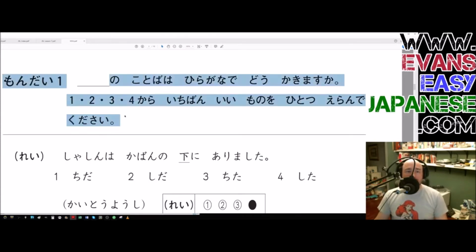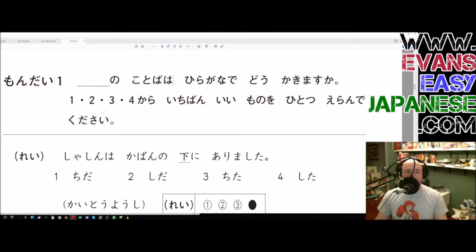Basically on this one, I'm not going to read all this because the instructions almost all look the same. We just have "kotoba wa hiragana de do kakimasu ka." Kotoba is word, so the word that's underlined. It looks like a blank, but I guess it's supposed to be an underline. As for the word of the underline, hiragana de. In hiragana, the de here is the tool, the means by which we accomplish something. So here it's by means of hiragana.